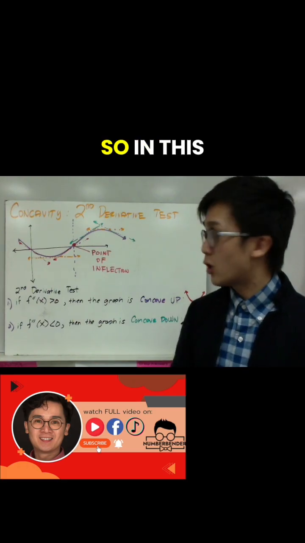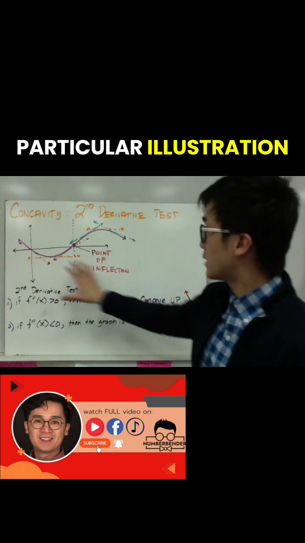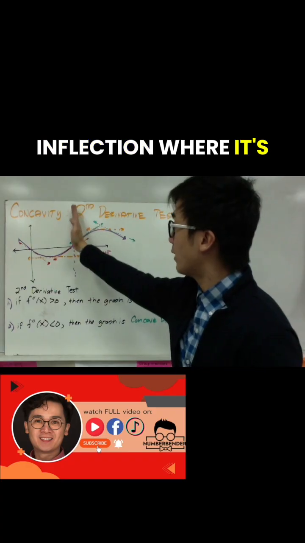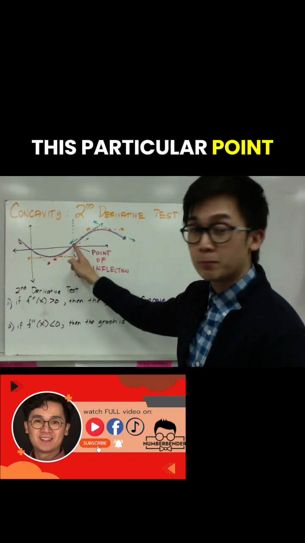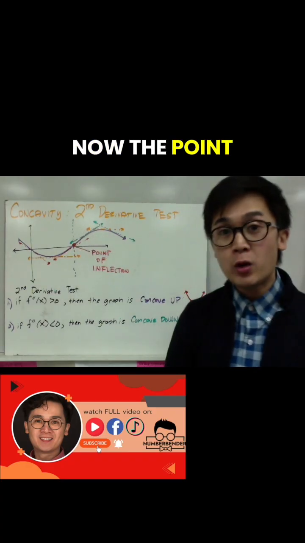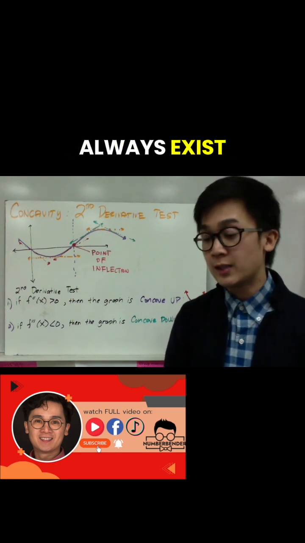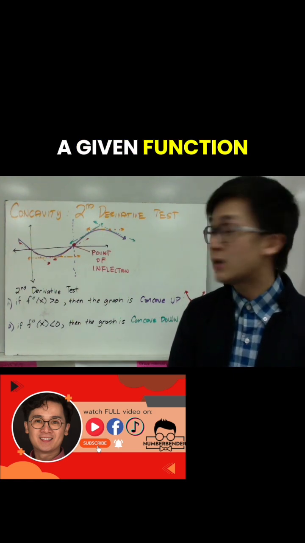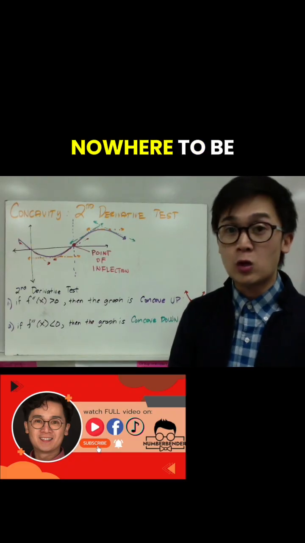The point of inflection exists when the concavity is changing in your given function. So in this particular illustration, the point of inflection where it's changing is on this particular point. Now, the point of inflection doesn't always exist. Sometimes in a given function, the point of inflection is nowhere to be found.